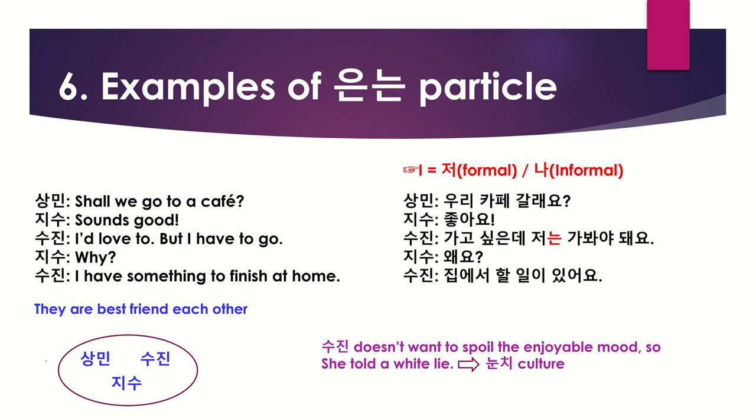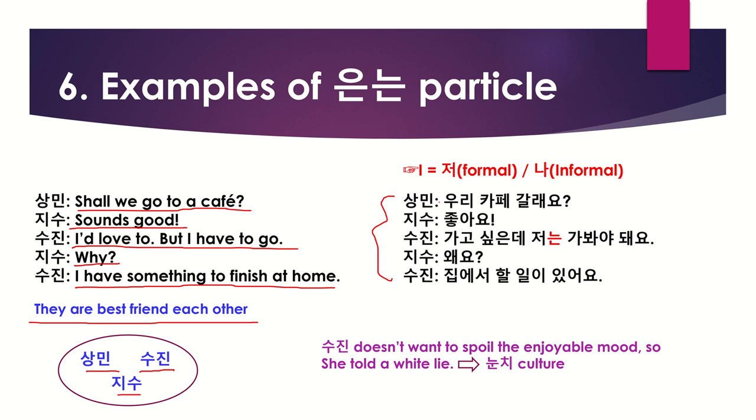And example 6 is a conversation between three people. Take a look at the conversation first. 상민 said, "Hey, shall we go to a cafe?" "Sounds good." "Oh, I'd love to, but I have to go." "Why?" "I have something to finish at home." 상민, 수진, 지수, they are best friends with each other. So, in Korean, we translate it like this. 우리 카페 갈래요? 좋아요. 가고 싶은데, 저는 가봐야 돼요. 왜요? 집에서 할 일이 있어요.